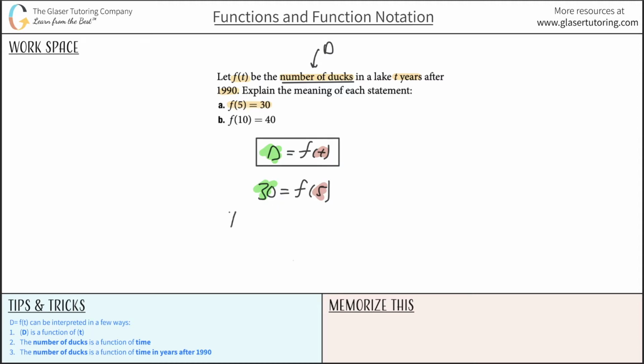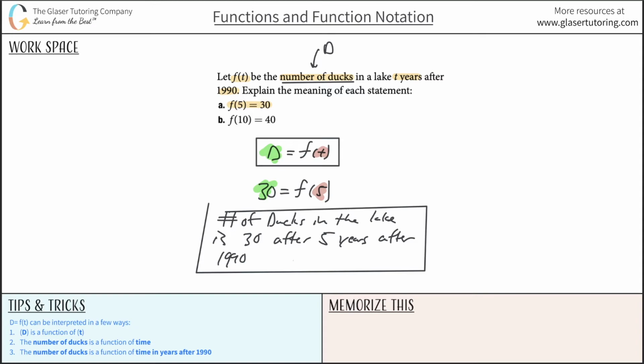So in terms of writing, the number of ducks in the lake is 30 after how much time has passed? After 5, because they told us 5. So after 5 years after 1990.